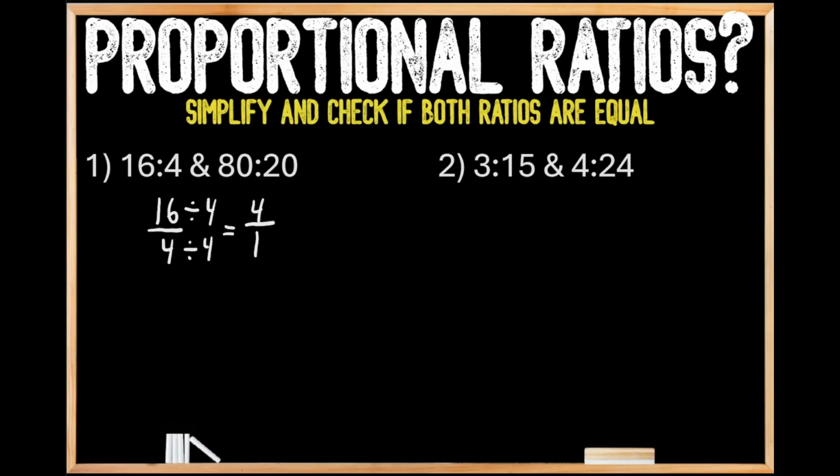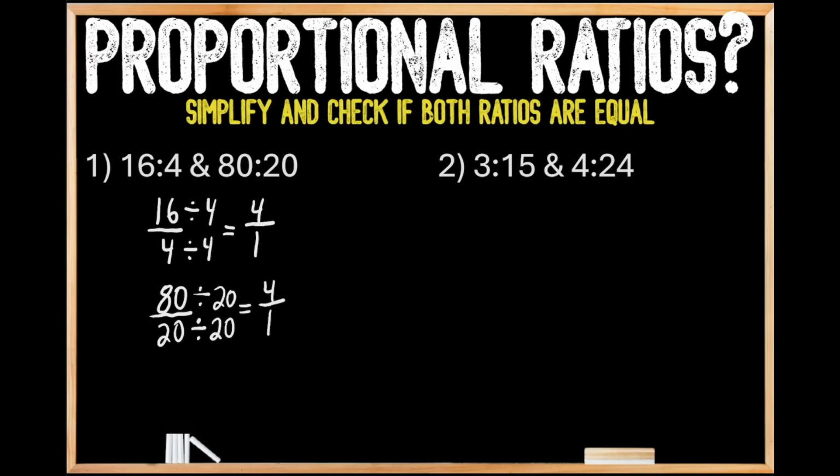Now moving on to our second ratio, where we have the ratio of 80:20. In this ratio, the terms share the greatest common factor of 20. So in order to simplify this ratio, we're going to divide both of these terms by 20. When we divide 20 by 20, we get 1. And then when we divide 80 by 20, we get 4 for the simplified ratio of 4:1.